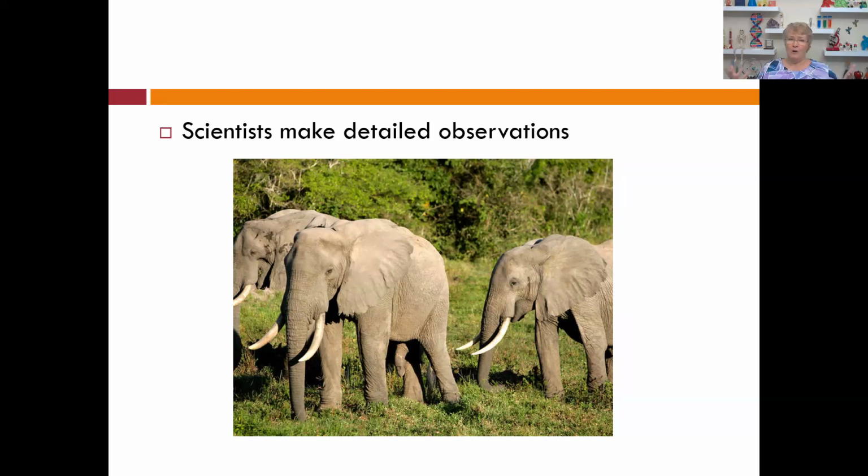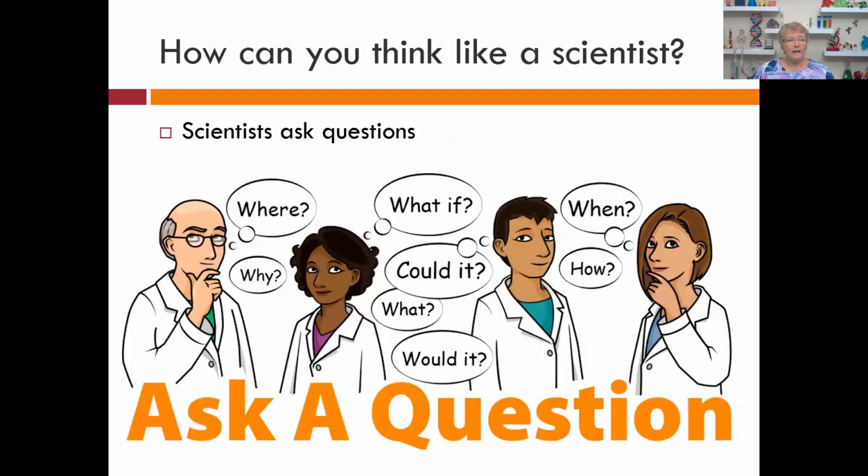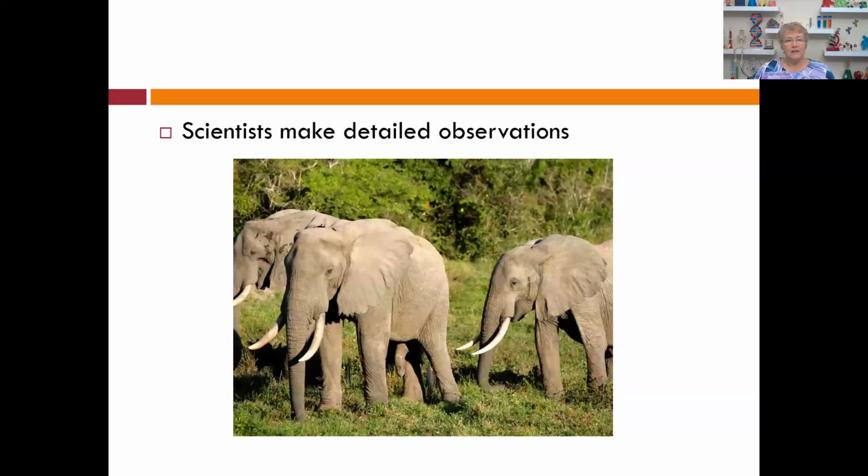So how could we make the observation of this even more detailed? Not just some elephants are dying. How can we narrow that down, make it a little bit more detailed? Why are they dying? That's a good one. So we want to start with questions like why, what if, where, could it, would it? Good. But we can narrow it down even more than that. We can get even more specific in our observations.